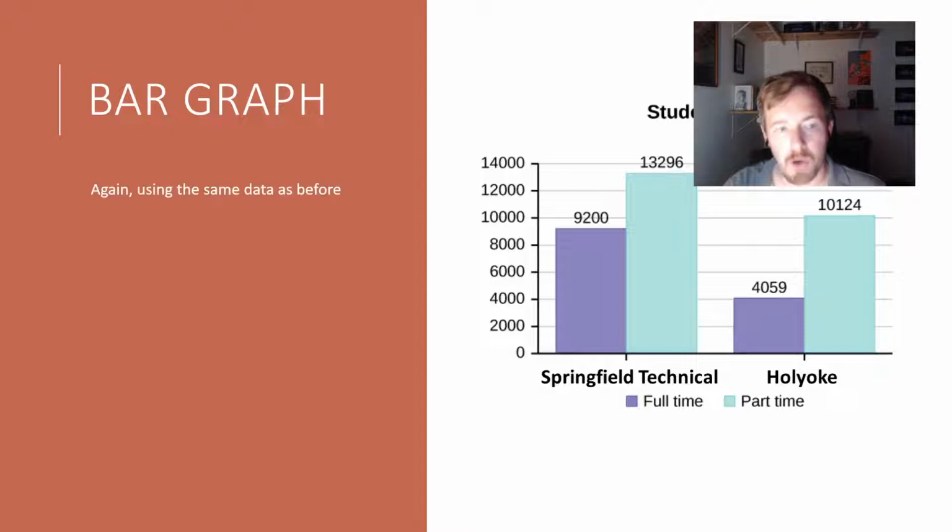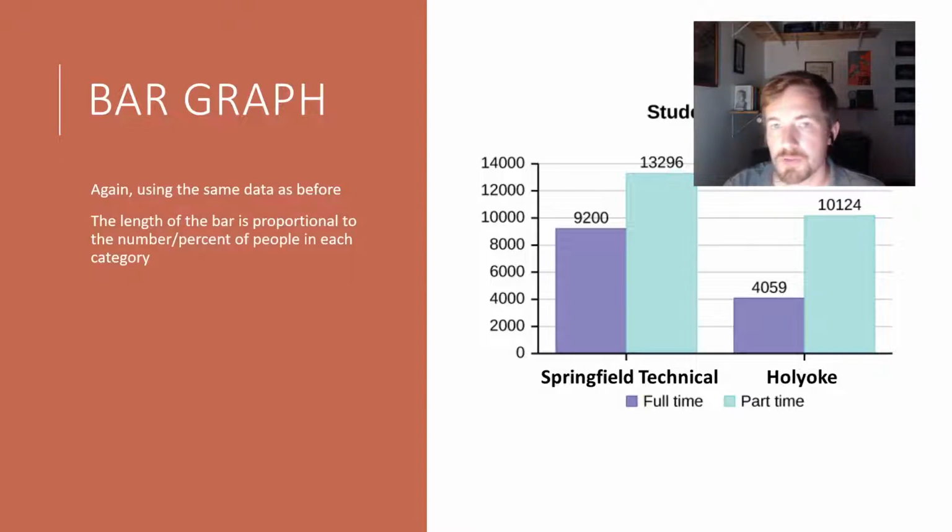Next up, we have the bar graph. The bar graph is also going to be used for nominal data whenever you're talking about using categories. So again, you can see that we're using the same data with Springfield and with Holyoke, looking at full-time versus part-time. And again, we can see the different proportions here, but I would say this is not the best. Depending on what your question is, this is probably not going to be the best graph for the data set that we just had.